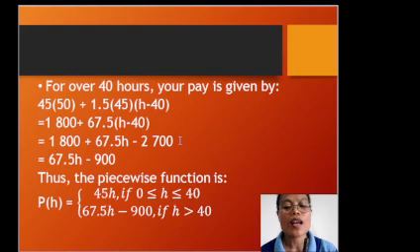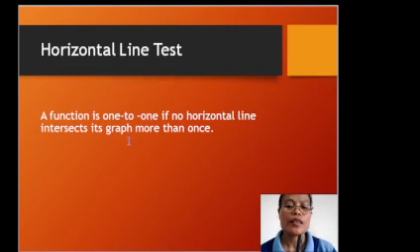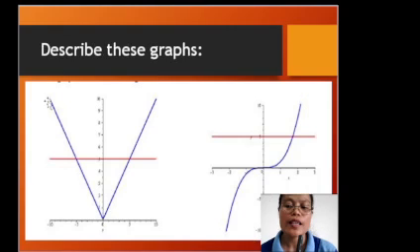Now we have also the horizontal line test. This will be used in testing a graph if it is one-to-one or not. So a function is one-to-one if no horizontal line intersects its graph more than once. You look at these two graphs here. The first is a V and the other one is a line.